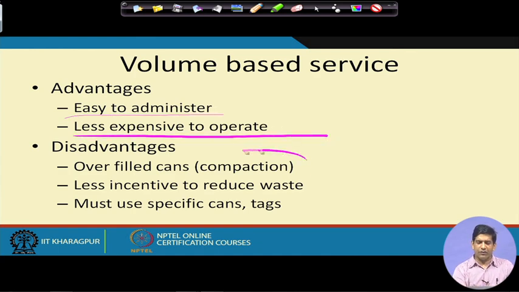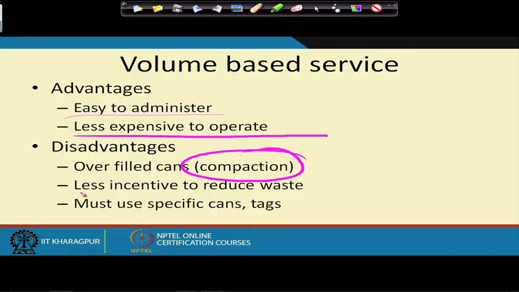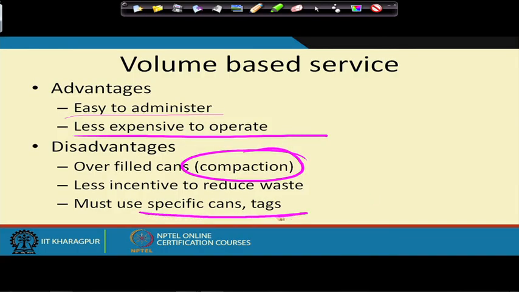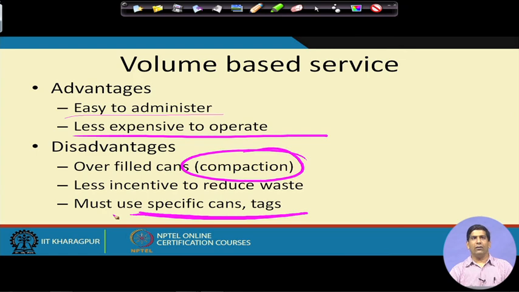Disadvantages: many times people will try to compact their garbage can, so there is less incentive to reduce waste. Because they will try to compact it in the same can, the incentive is less in terms of reducing the waste. And for that you need to use a specific can or a specific tag or a specific bag in terms of the volume based service.